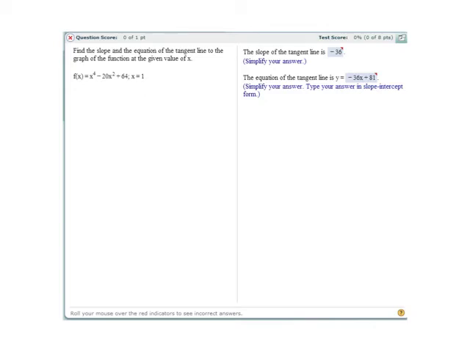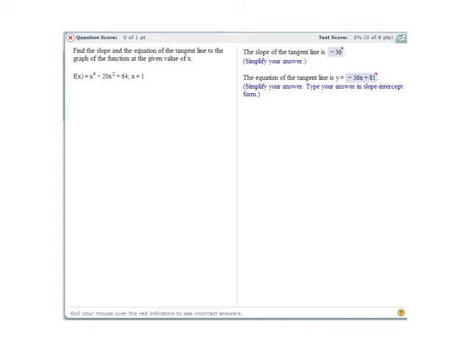Okay, this problem asks us to find the slope and the equation of the tangent line to the graph of the function at the given value of x. So if this was a linear function, finding the slope would be easy, right? It's just the coefficient in front of the x term, but this is not a linear function, and its slope changes throughout the graph. So that means we need to use the derivative to give us a formula to find the slope of this function, or the slope of the tangent line to this function at any given value of x. So that's where the derivative comes in handy.